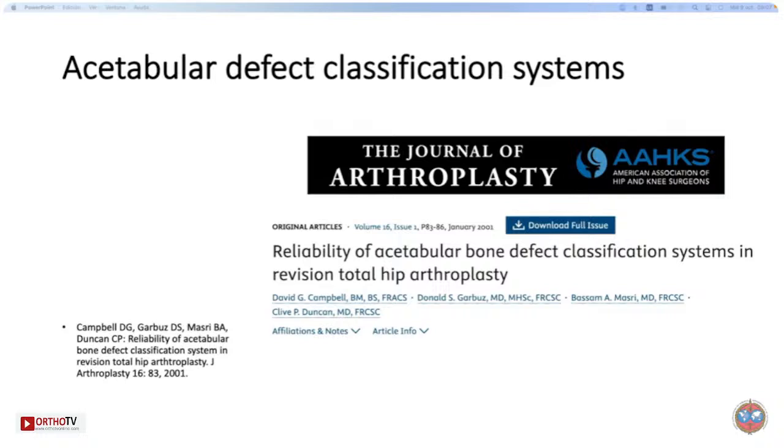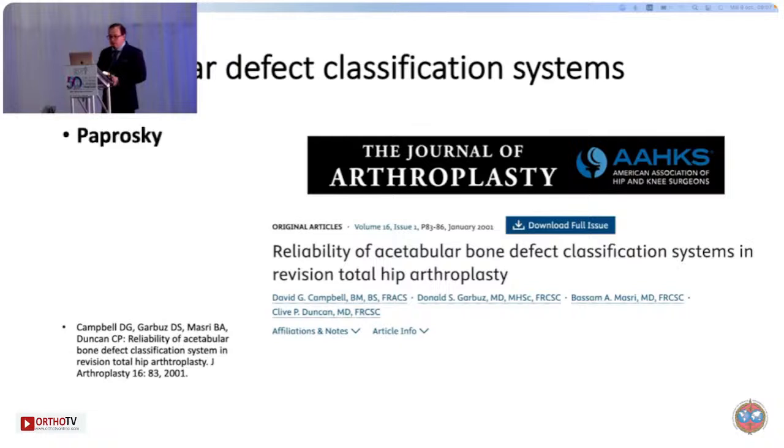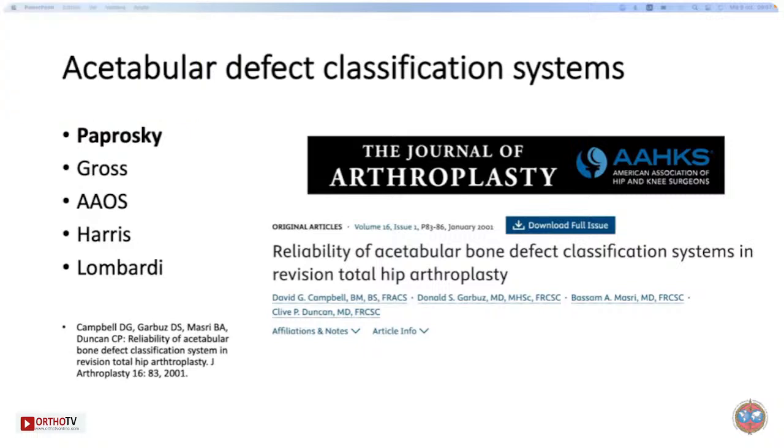Then let's talk about acetabular defect classification systems. There are a lot of classifications like Paprosky, Gross, AAOS, Harris, Lombardi. Campbell analyzed the reliability of the Paprosky, Gross, and AAOS classification systems. In this study, low reliability was demonstrated in the 3 systems and high inter-observer variability. The Paprosky classification system is the most practical, based on acetabular bone loss and reconstruction methods.